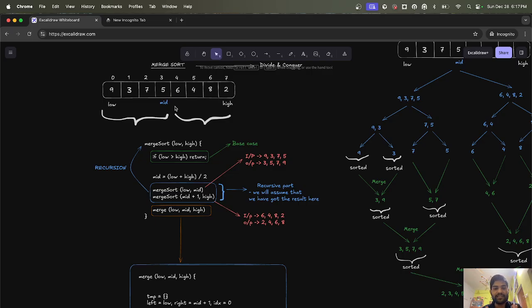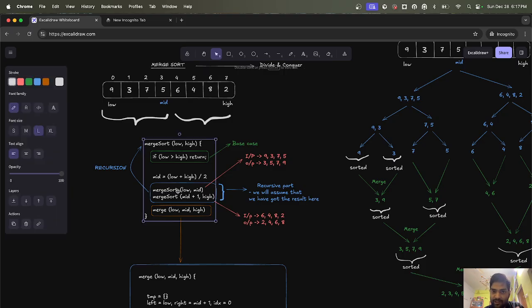Okay. This is the basic funda of recursion, like how we write the recursive code. So first thing what I will do is I will expect this merge sort call to basically sort this first sub problem. Now, the input of this particular first sub problem will be 9375 because it is the first part of the array. Now, what is my expectation? My expectation is basically 3579. My expectation is that this subpart will get sorted when I call the merge sort on it.